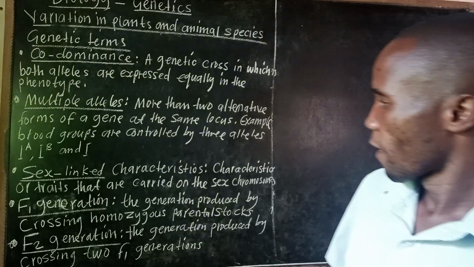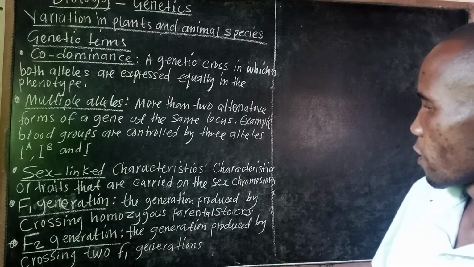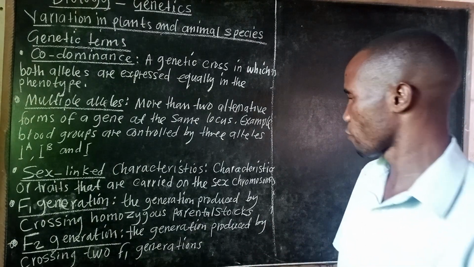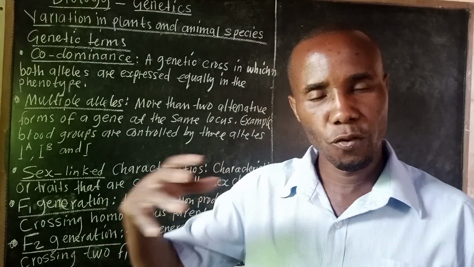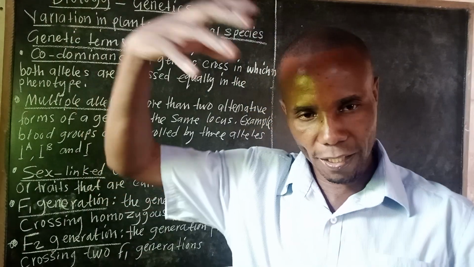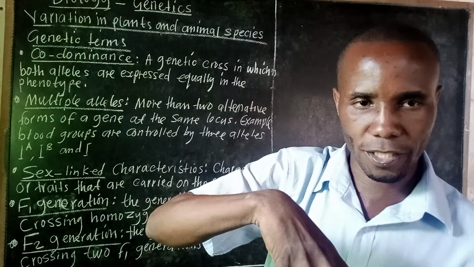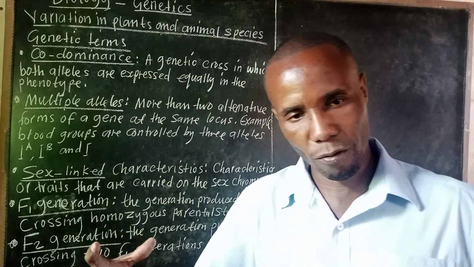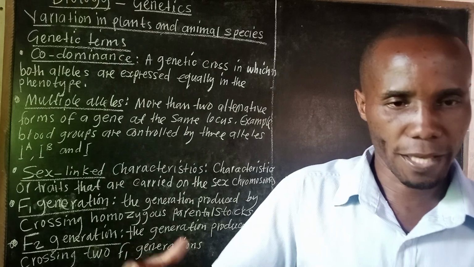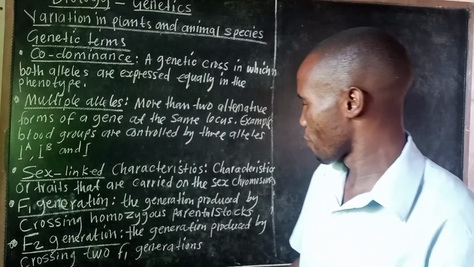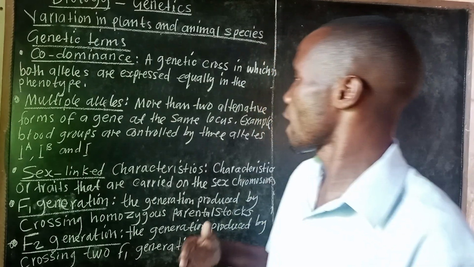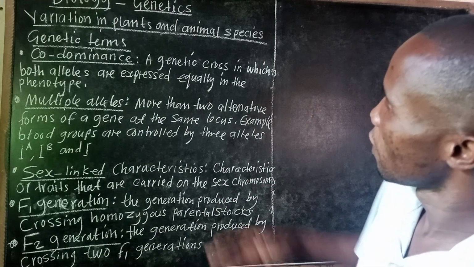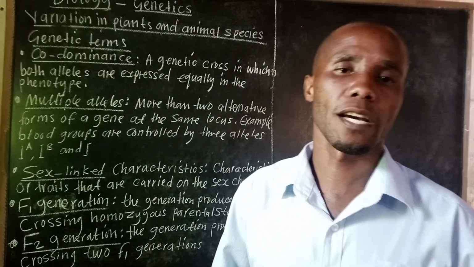Then we go to the second generation. The second generation is a generation produced by crossing two first generation individuals. Those that have been produced from the first generation, you put them together, you cross them, and you are going to come up with the second what? Generation. So these are some of the terms that are found in genetics as a topic.